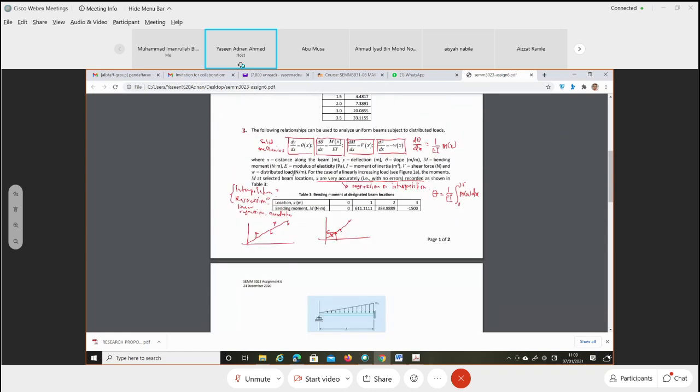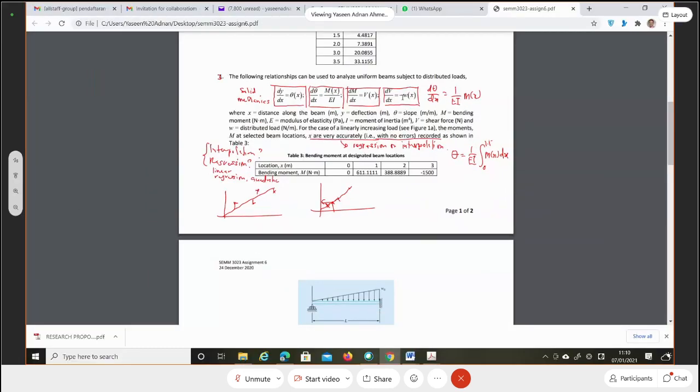Okay, so this is a question. I will go for a quick demonstration. You can see this is actually from solid mechanics, where theta is the deflection, m is the bending moment, v is the shear force, and w is the weight. These are already mentioned.